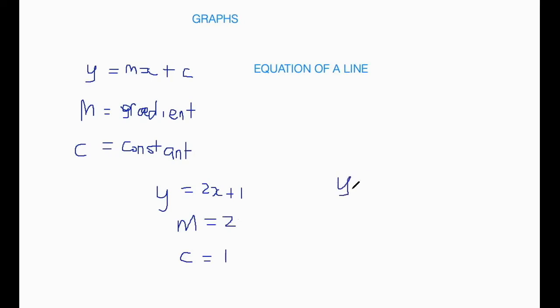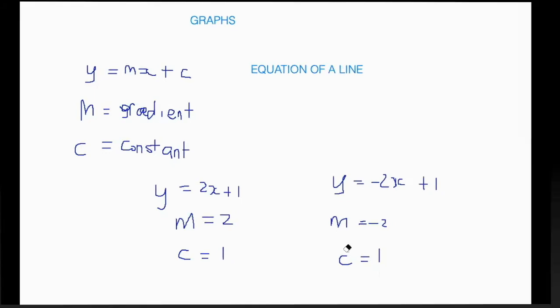Now, when I say constant, it means the y-intercept. The y-intercept cuts the y-axis. So, in this example, I have y equal -2x plus 1. Now, -2 is my gradient and 1 is my y-intercept. When the gradient is positive, the line is increasing, and when the gradient is negative, the line is decreasing.